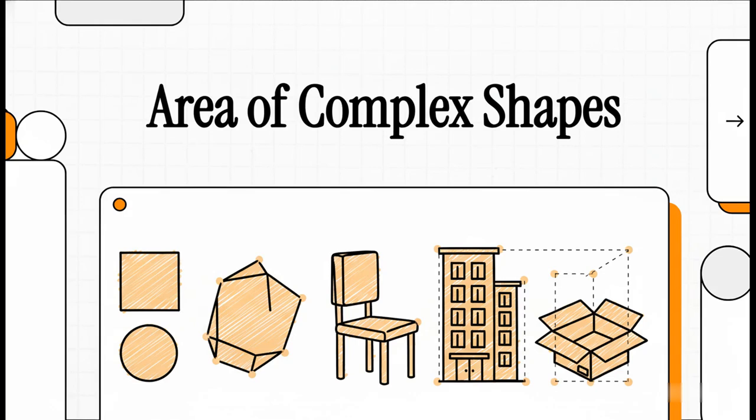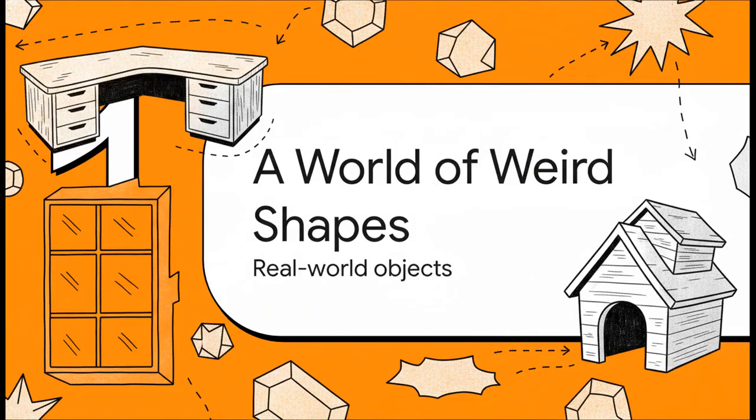Okay, so we all learned how to find the area of a simple square back in school, right? But what about the real world? Most things aren't perfect shapes. So how in the world do you measure them? Well, in this explainer, we're going to unlock the secret to calculating the area of pretty much any complex object you can think of. We're just surrounded by odd shapes that seem impossible to measure.